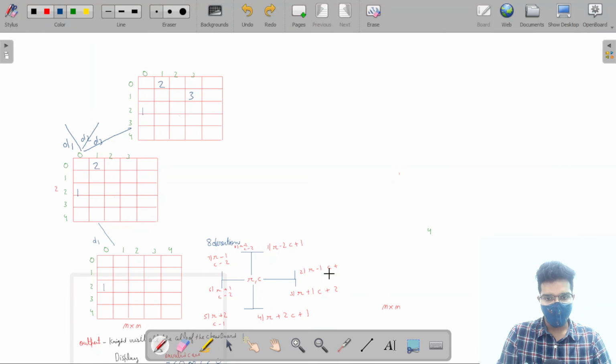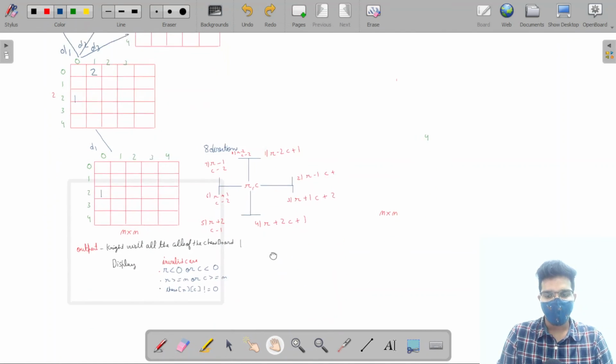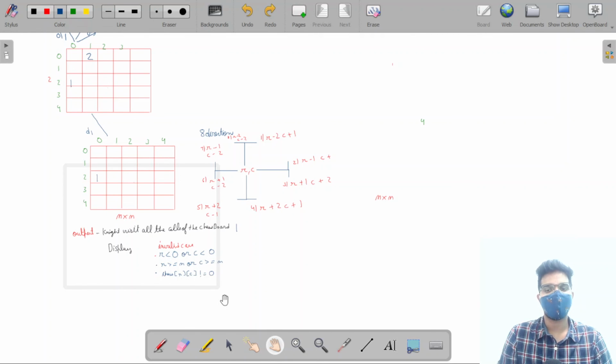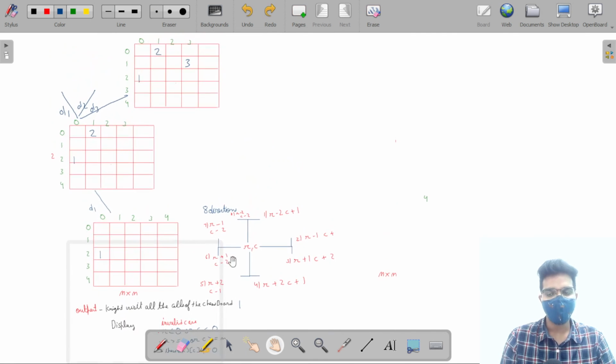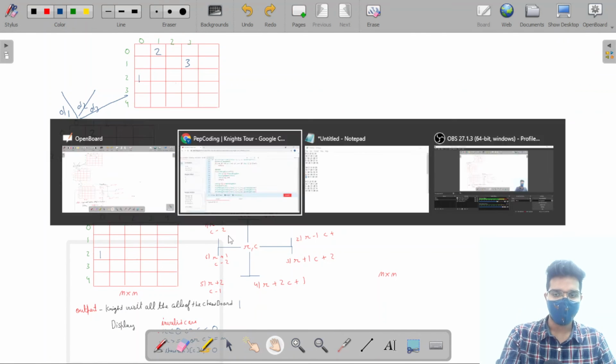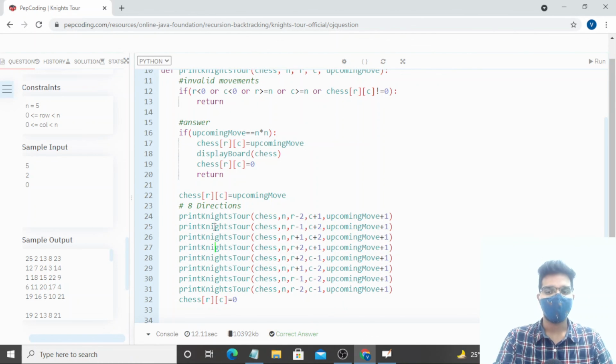So what we did in this question: we first talked about the movements in which our knight is allowed to move, so that we can visit all the cells of the board, in which our knight travels all the cells exactly once. And then we talked about the invalid base cases, and we also have to unmark it so that we can explore new paths. So this was our question. I hope you understood it.